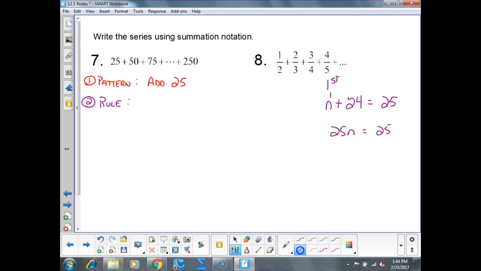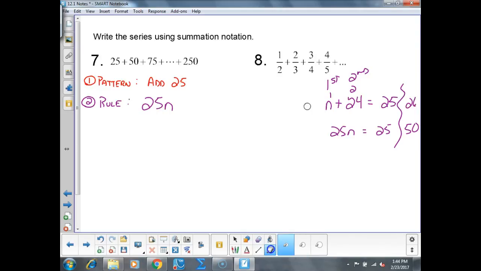Now we go to my second term. So now n is 2, so n plus 24 would be 26, 25n would be 50. Which one is it? 25n. So my rule here is 25n. Did that help, India? Yeah.